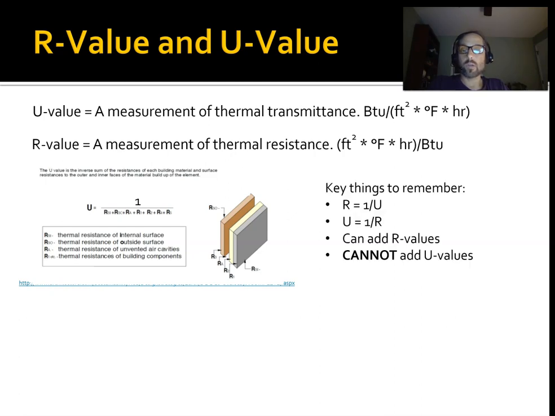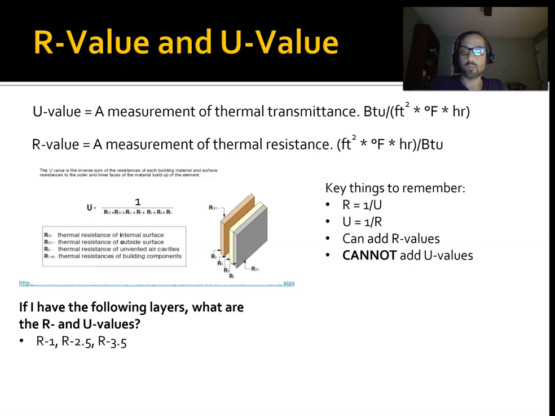And the relationship between U and R is that they're the inverse of each other. So R is 1 over U, and U is 1 over R. Super important to remember, you can add R, you cannot add U. And I'll demonstrate this here. So if I have the following layers, what are their R and U values? We have 3 layers on top of each other: R1, R2.5, and R3.5. So what's the total R? Pretty easy. You add them up, you get R7, right? 1 plus 2.5 plus 3.5 is R7. Super easy. Remember, you can add R's.